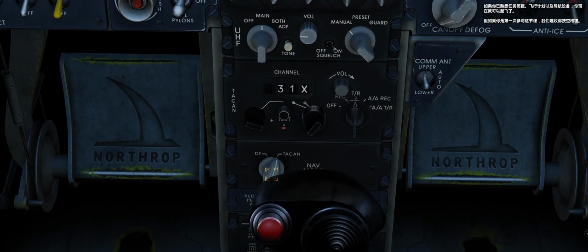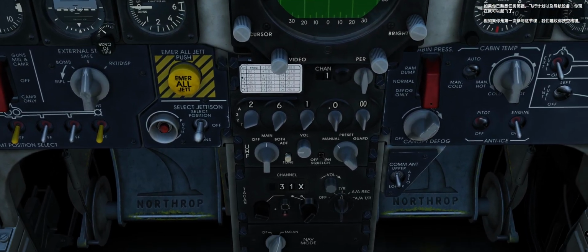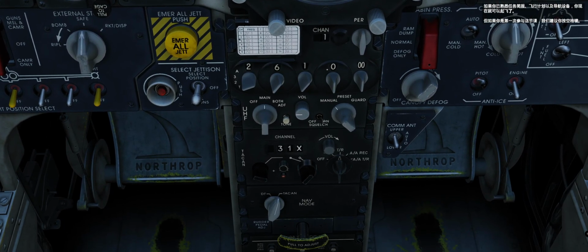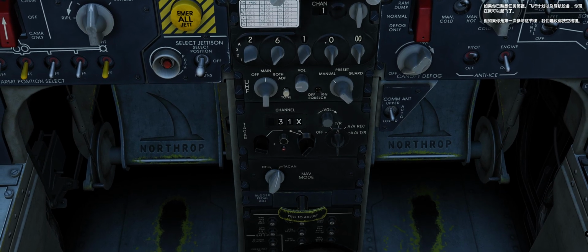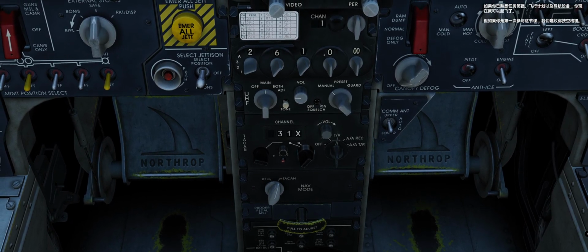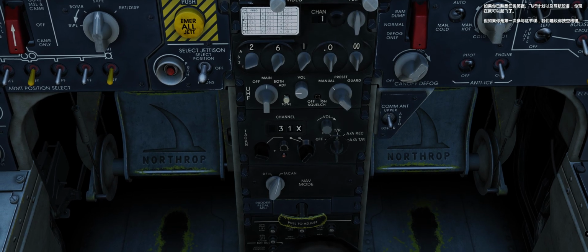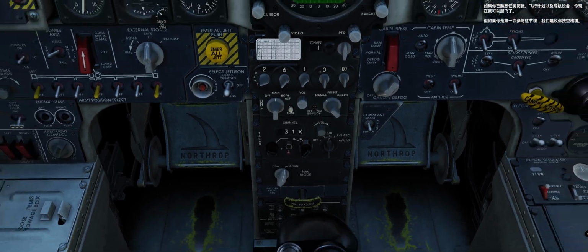Below, if you are already familiar with the mission briefing, flight plan, and navigation equipment, you can take off now. If you are performing this lesson for the first time, it is recommended that you press the space key.